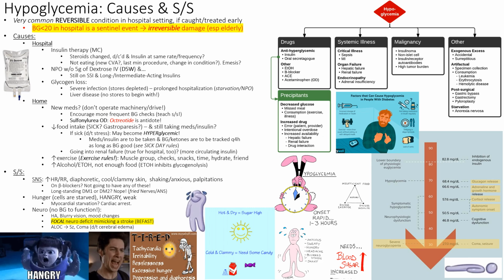Okay, and then glycogen loss, that can happen in severe disease, like severe infection. We lose all of our glycogen stores. Severe liver disease, we can't make glucose. That can happen as well.